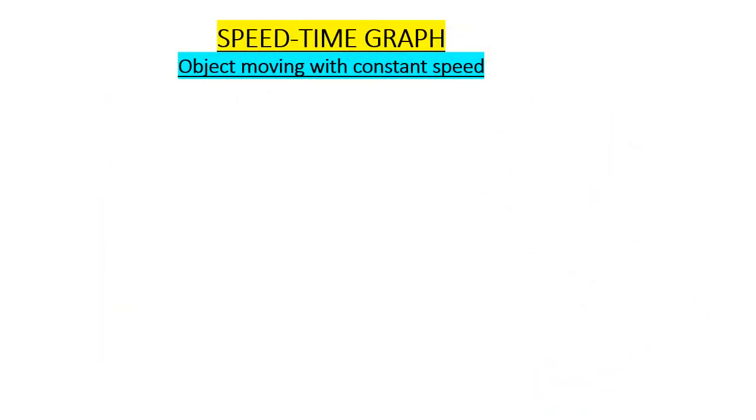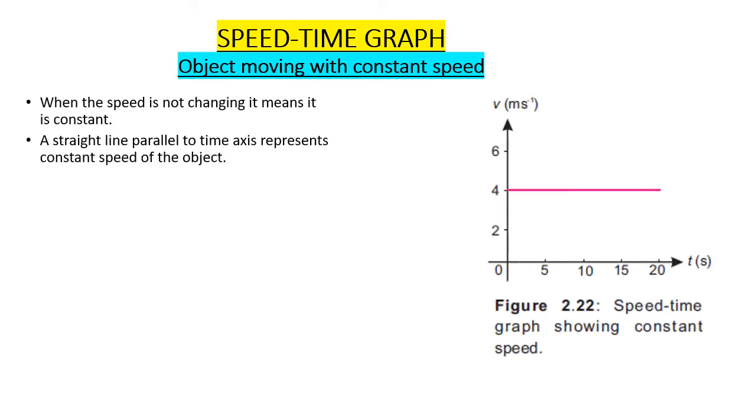Now we will study the speed time graph for objects which are moving with constant speed. As you know, constant means when something is not changing. So when the speed of a body is not changing, the body is moving with the same speed during a particular time period. That is called constant speed. As you can see in the graph, there is a pink line which is showing the constant speed, and whenever there is a straight line parallel to the time axis or x-axis, that shows a constant speed graph.